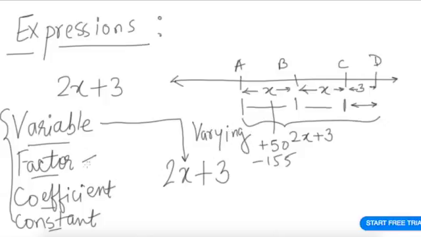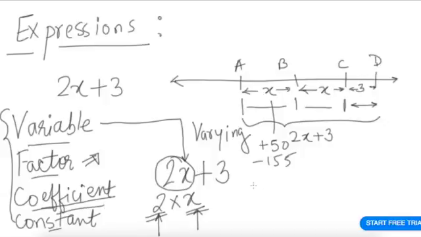Now, what are factors here? 2 into x. So 2 is a factor, x is a factor. So for this 2x, it has two factors. One is 2 and another one is x. What is coefficient? The word coefficient means whatever is attached to a variable. Now what is the variable here? x. What is attached to the variable? 2. So what is the coefficient of x? 2. So the coefficient is 2, the factors are 2 and x, and the variable is x.